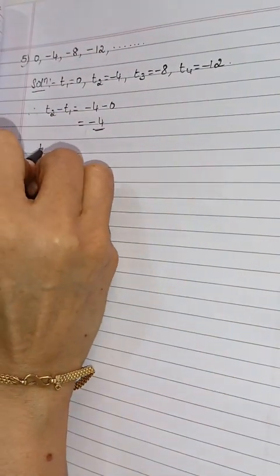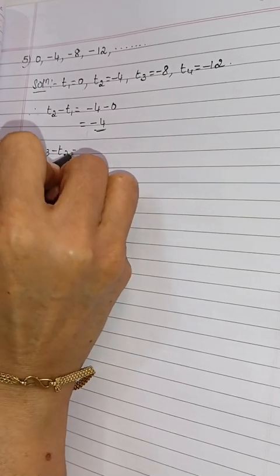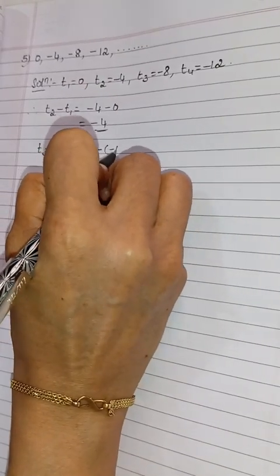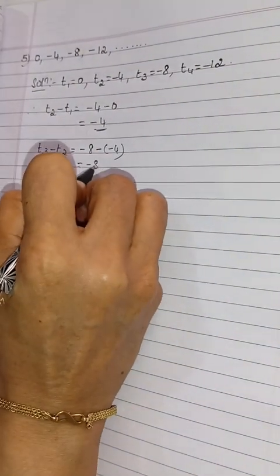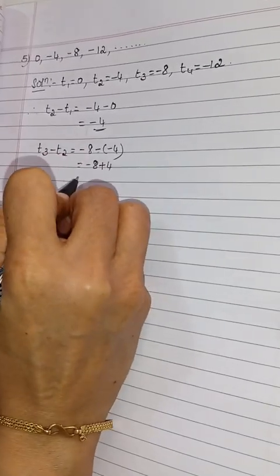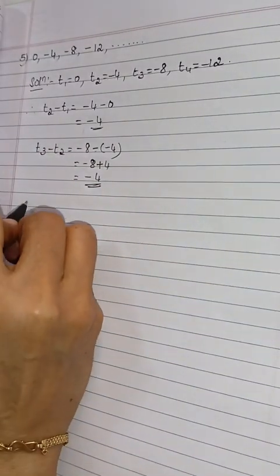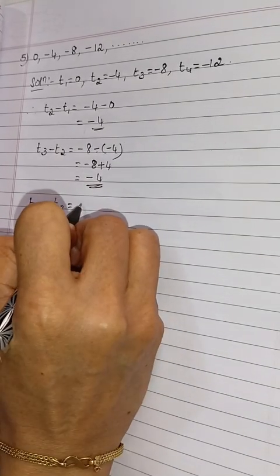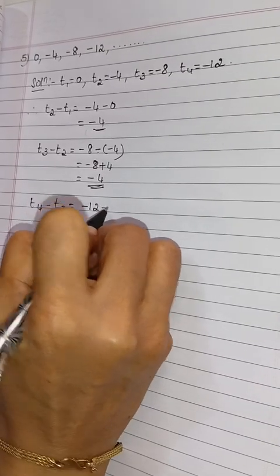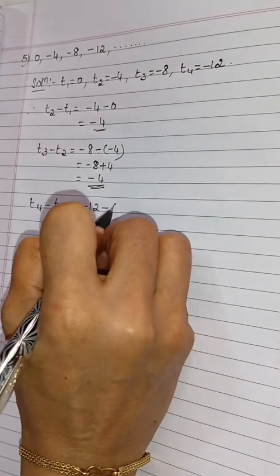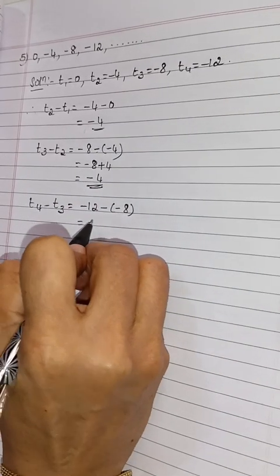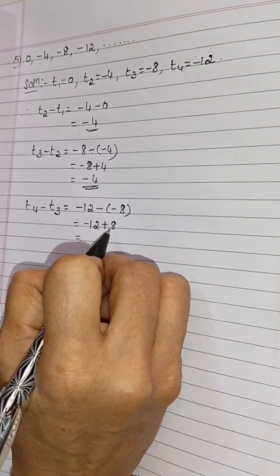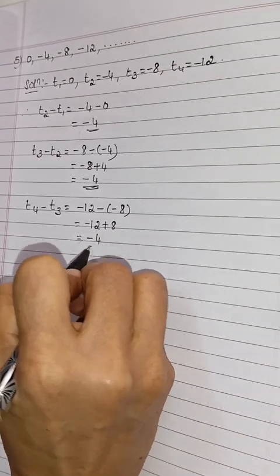Okay, therefore T3 minus T2. T3 is minus 8 minus T2 is minus 4. Therefore minus 8 minus minus 4 is minus 8 plus 4. That is again minus 4. T4 minus T3: T4 is minus 12 minus T3 is minus 8. Minus 12 minus minus 8 is minus 12 plus 8, which is again minus 4.